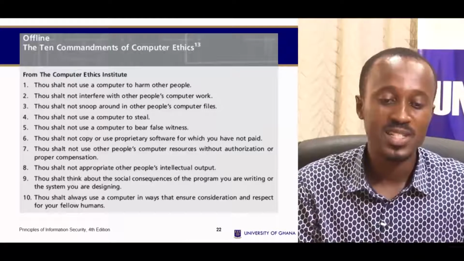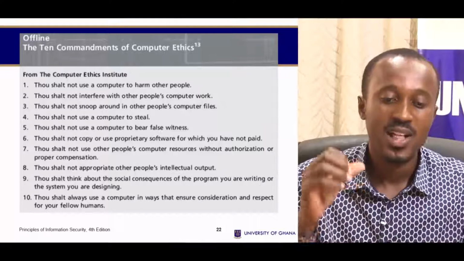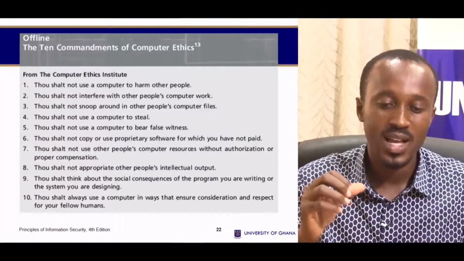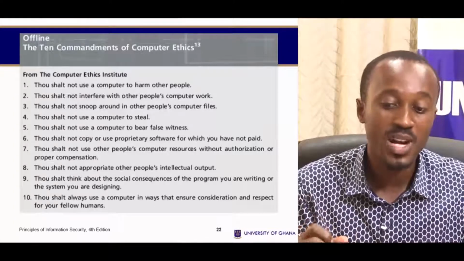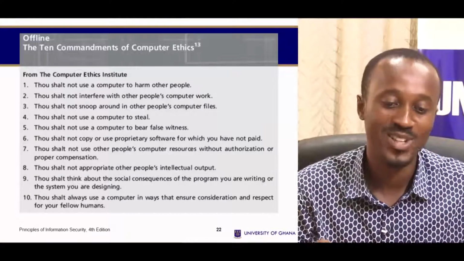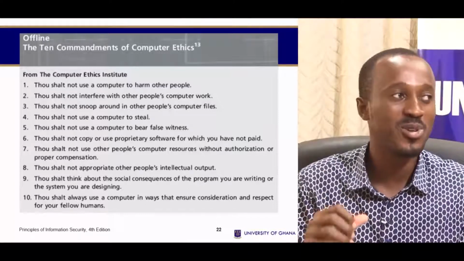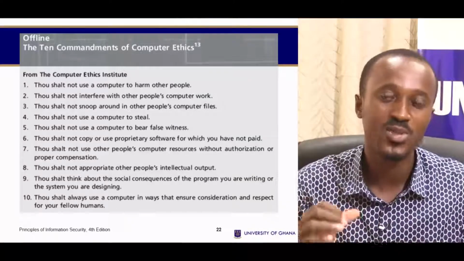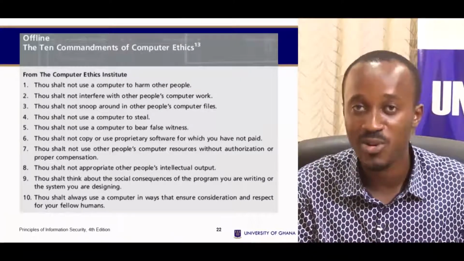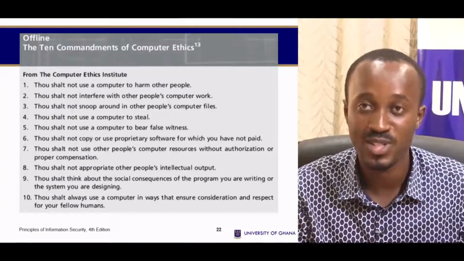The ninth commandment says that thou shalt think about the social consequence of the program you are writing or the system you are designing. Each time you go into designing something or writing a program, you are to be very careful to think about the impacts or the consequences of what you are doing before you go about and do it.